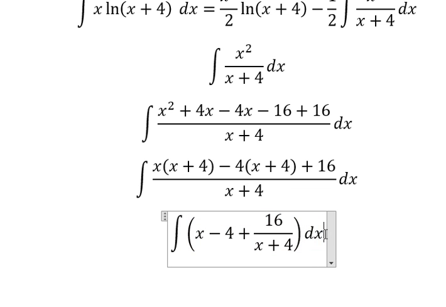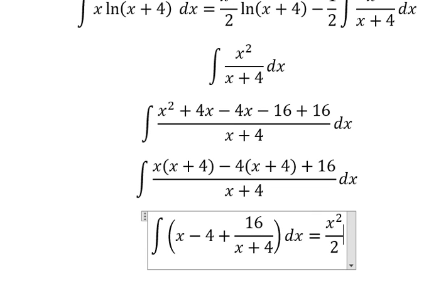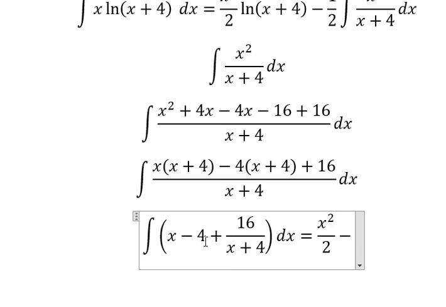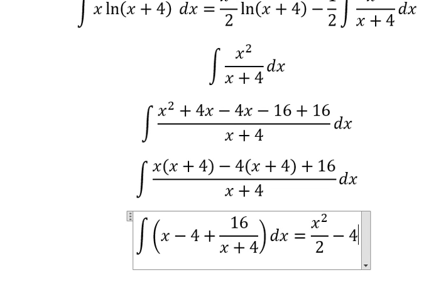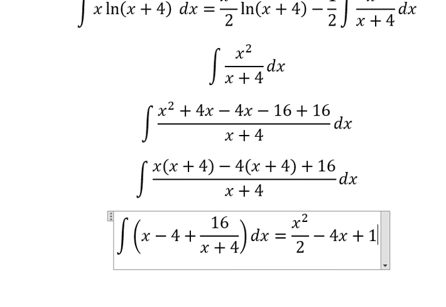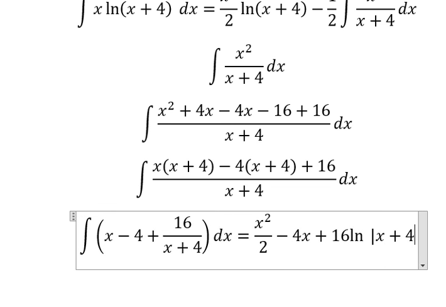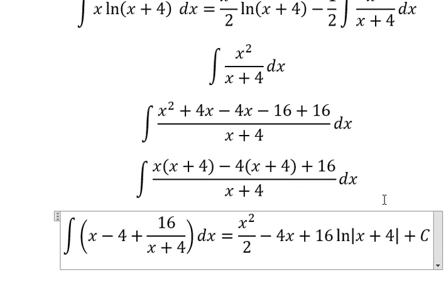And now we have the final answer. The integration of x, you get x squared over 2. Number 4, that's the constant. You get 4x. This one we can write into 16 ln of the absolute value of x plus 4, and we put c.